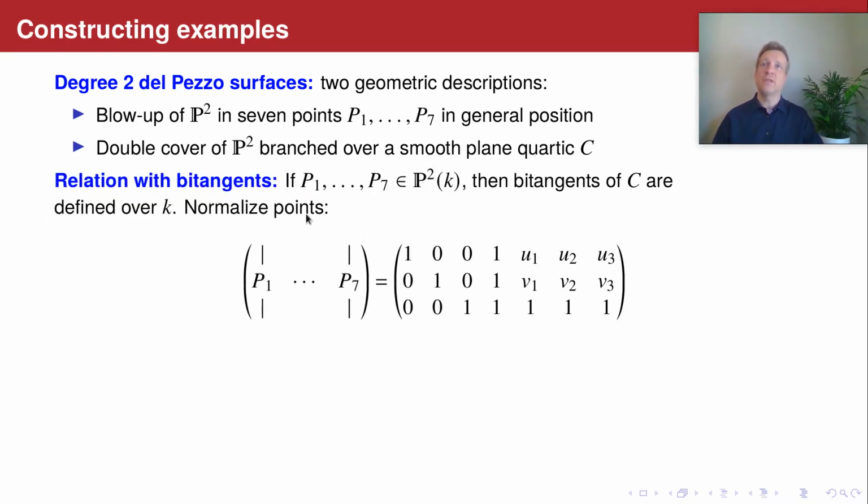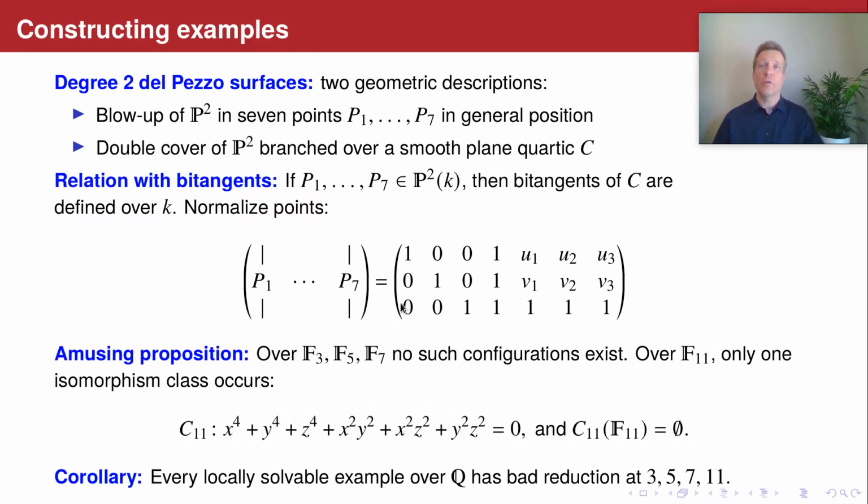But there's an interesting relation here, and that is that if one takes the 7 points that one blows up to be defined over the base field, then the bitangents of our curve C will be defined over that same field. If we put coordinates on this, we can choose the first 4 points to be the standard simplex, and that leaves us 3 more points to choose, meaning that we get 6 parameters in total, which matches the dimension of the moduli space of genus 3 curves.